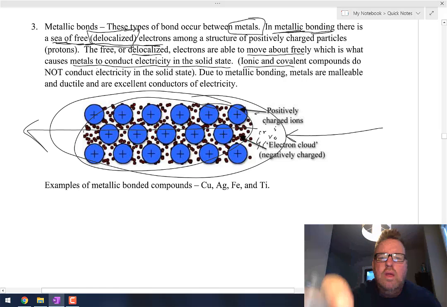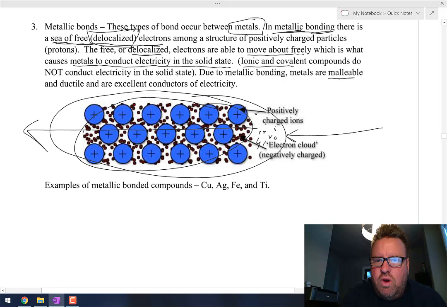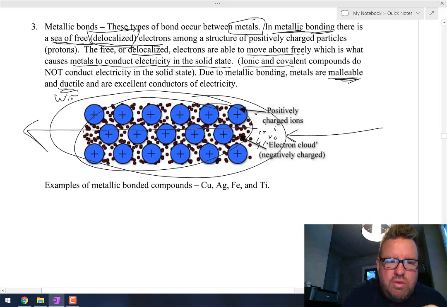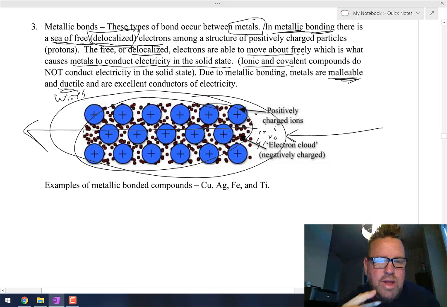Now, because of these electrons that can move around, metals are what we call malleable, and they are ductile. Ductile means you can turn them into wires. We all know that metals can be turned into wires. Malleable means it can be shaped.